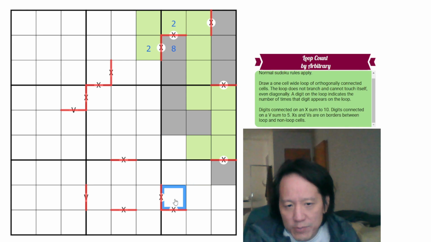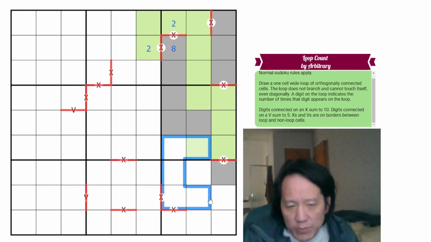Okay. What happens if this was part of the loop? If this is part of the loop, both this and this would have to be part of the loop. But then how does it enter? I guess it could go... Well, the problem is this is not part of the loop if this is part of the loop.